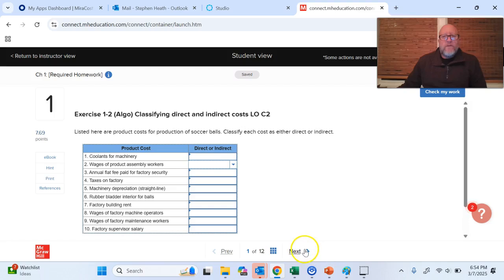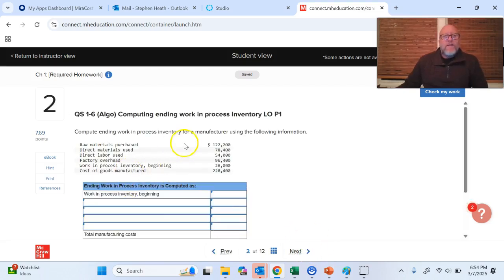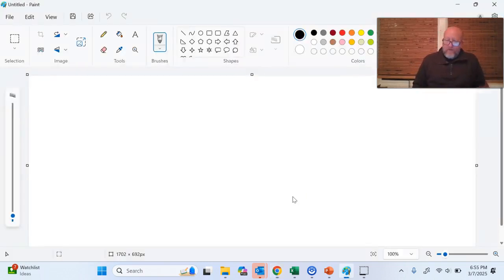Okay, next question. Compute ending work in process inventory for a manufacturer using the following information. So, ending work in process inventory for a manufacturer. Boy, this is contrary to what we were talking about in the lectures. Compute ending work in process inventory for a manufacturer.